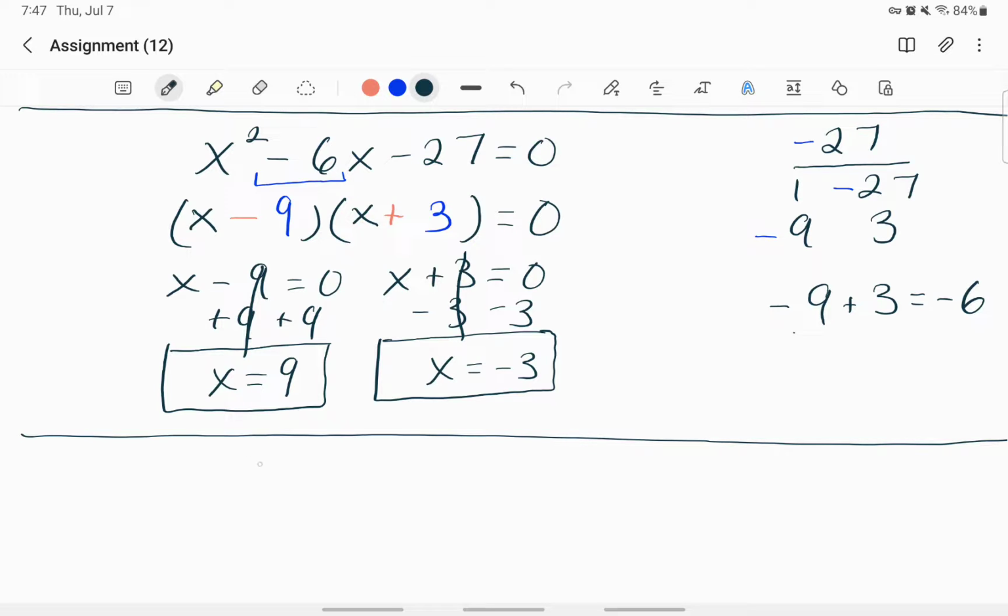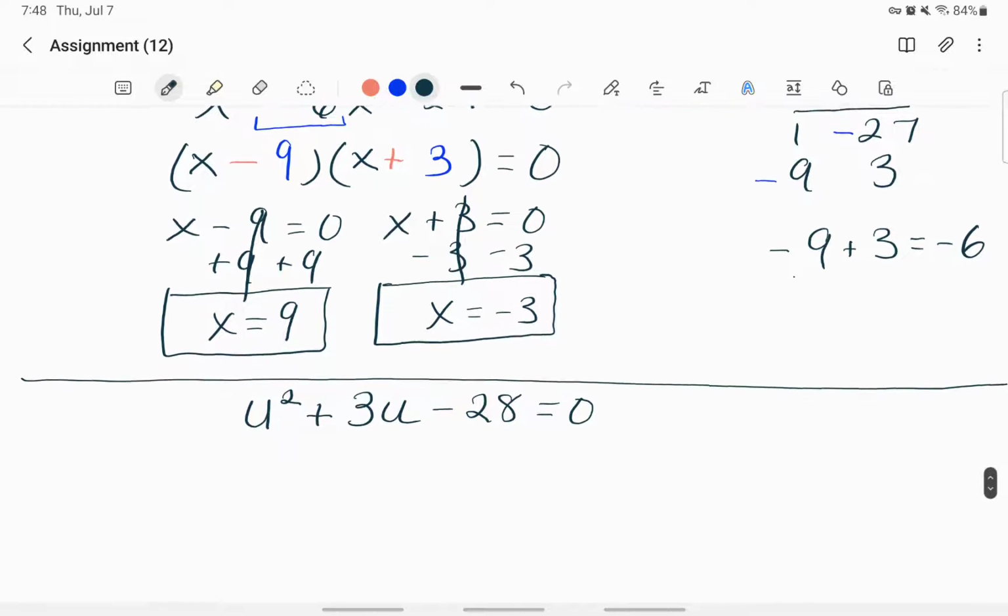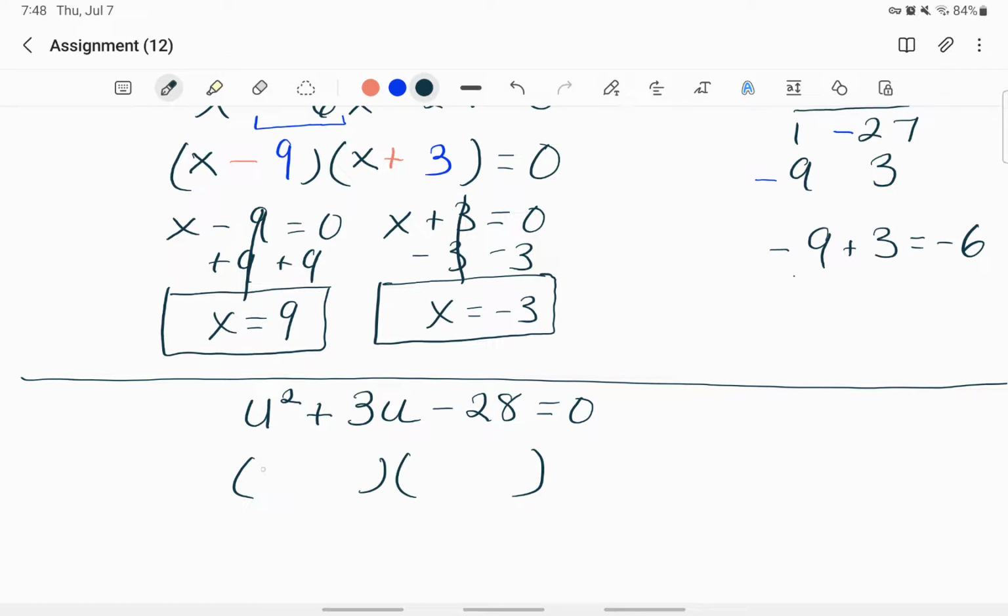Let's change my variables. u squared plus 3u minus 28 equals 0. We want to solve this by using the zero product property. So u is like x in this case. So I'm going to factor my u squared into u times u.